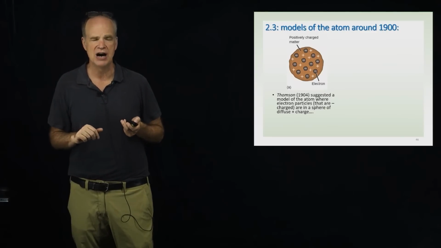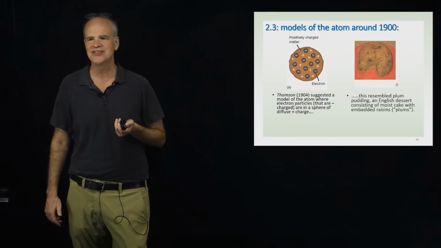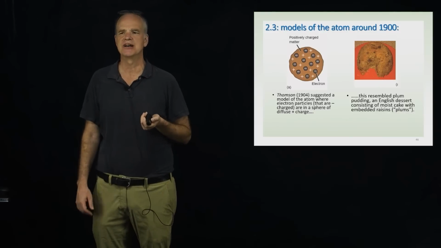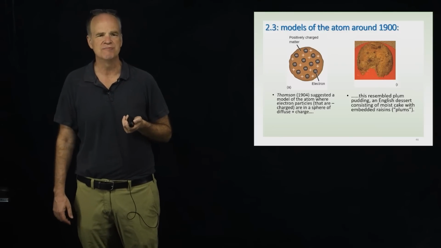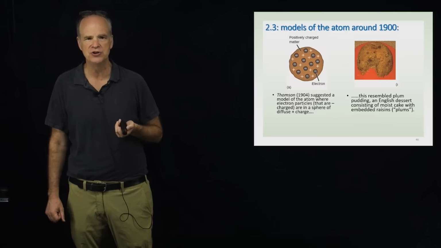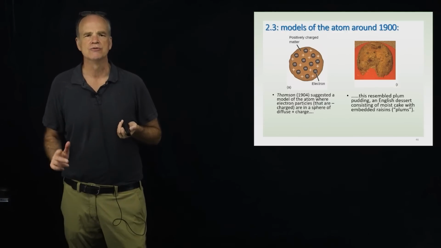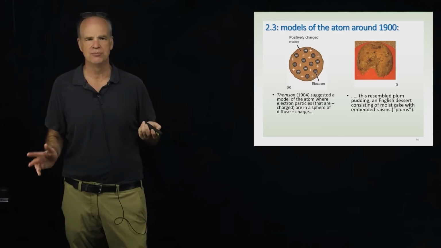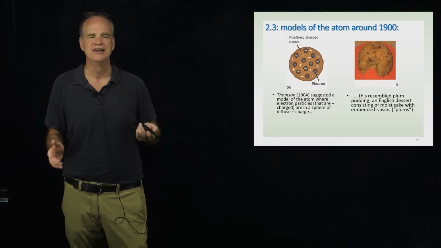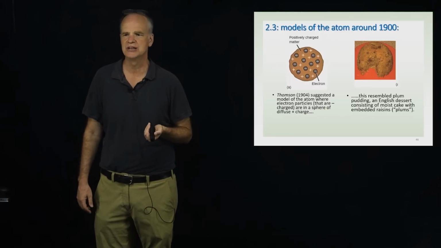He called this model the plum pudding model of the atom. And I'm not exactly sure why he called it that, but apparently this model of particulate negatively charged electrons in a diffuse positive charge is analogous to, say, raisins, which they call plums in English, which I've been told, in a muffin. So that is why it's called the plum pudding model.